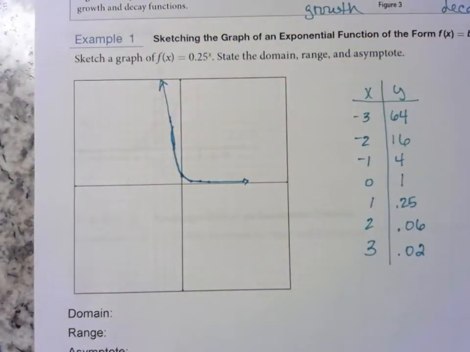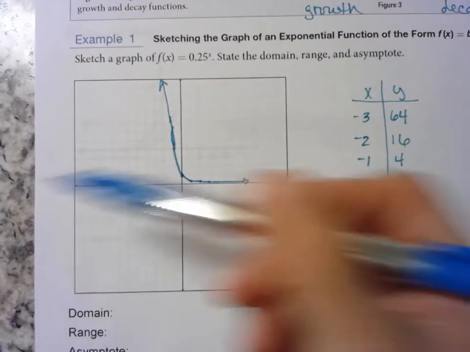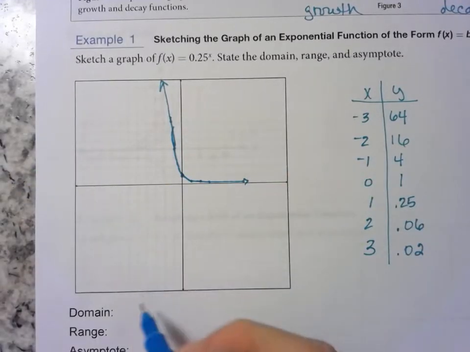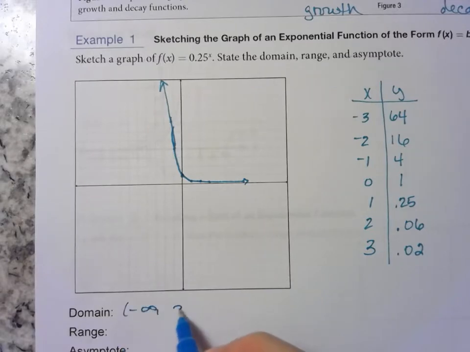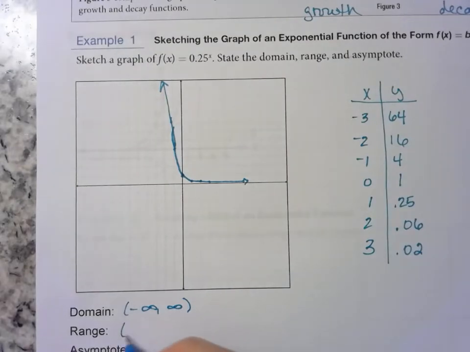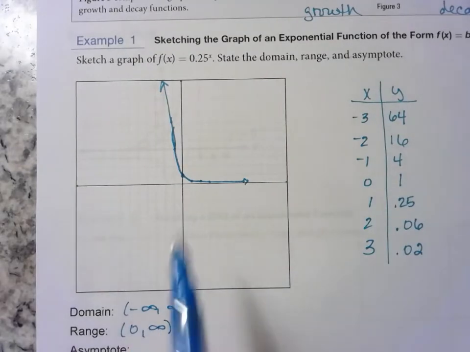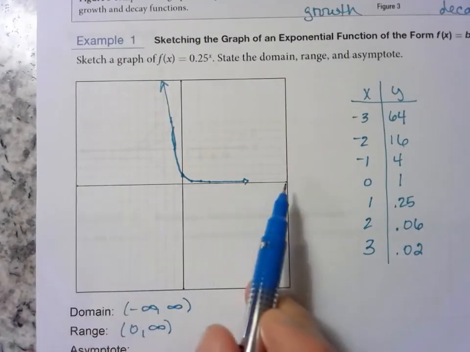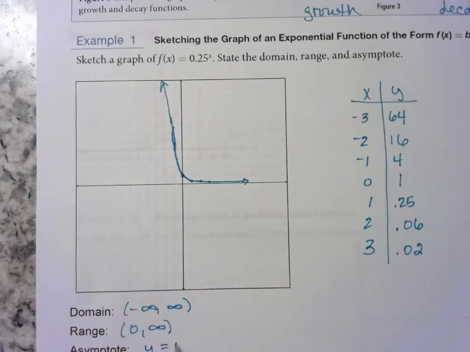What's the domain of this function? Goes forever left and forever right. The domain is everything. The range goes from 0 to infinity, but does not include 0. The asymptote is the x-axis, which is the equation y equals 0.